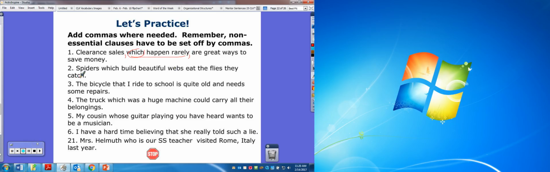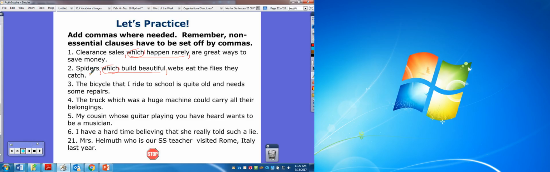Number 2: spiders, which build beautiful webs, eat the flies they catch. Do we know exactly which spiders we're talking about? We're just talking about spiders. So once again, this is going to be non-essential, so it needs commas around it.